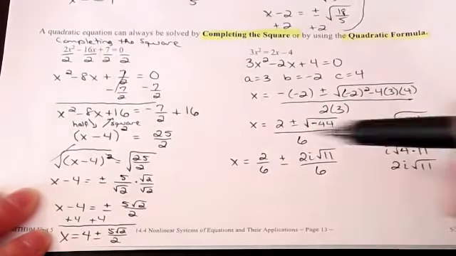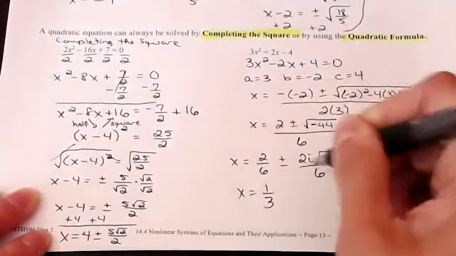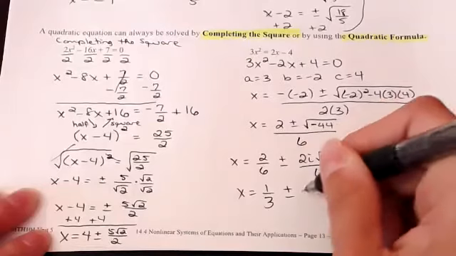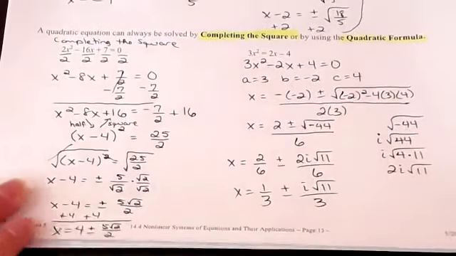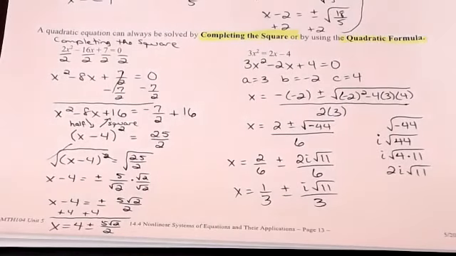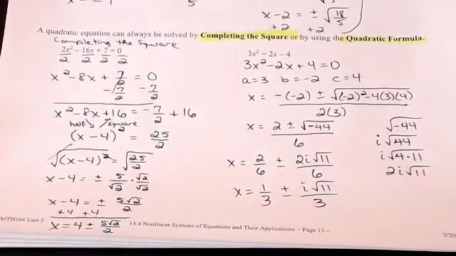And then, of course, you simplify. Reduce here, that gives us 1 over 3. Reduce here, that also leaves us with 1 over 3, but we can't forget the i square root of 11 over 3. And that is how you finish it. So a quick recap of all those techniques. We are going to use them in Thursday's class when we finish our Unit 5 notes.